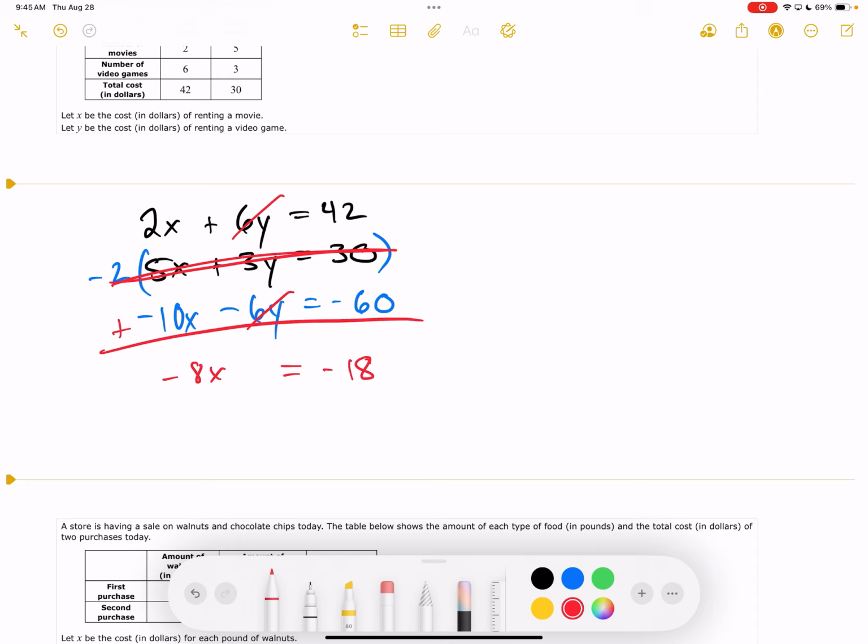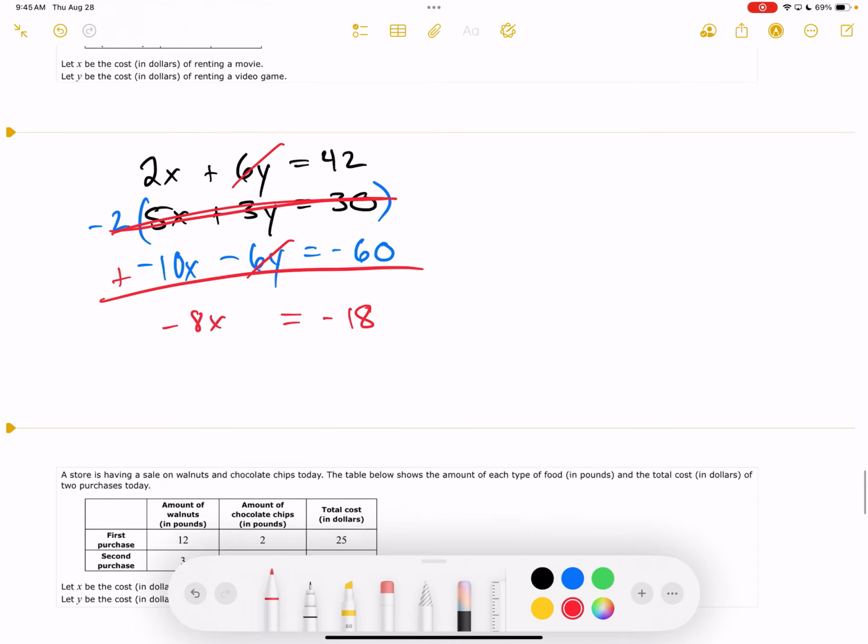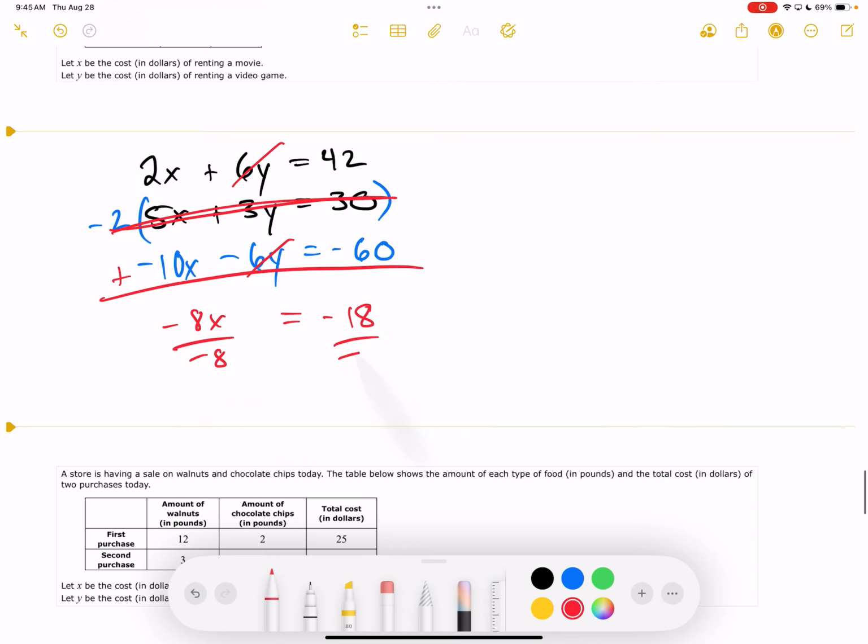Now, I have said that this teacher is pretty good about not giving you decimals on these problems. On this topic, they do give them to you a little bit, because we're talking about money. So when I divide by negative 8 here, I get x equals 2.25. I would just change it to a decimal. We're talking about money, so that's $2.25. It should be a nice decimal like that. It shouldn't be something crazy.